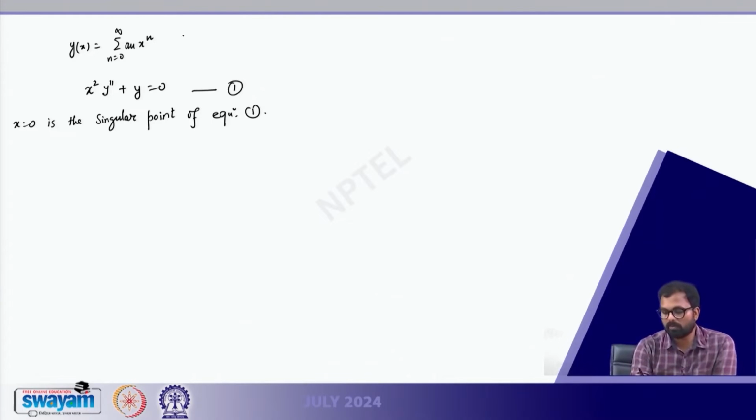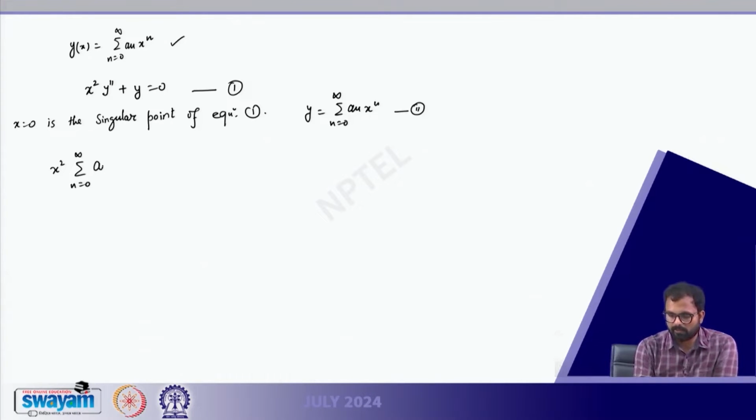Suppose you want to go with the traditional method, that is y equals summation n running from 0 to infinity a n x to the power n. We want to go via this method. So, we substitute y double dash, and we get x square summation n from 0 to infinity a n n into n minus 1 x to the power n minus 2 plus summation n from 0 to infinity a n x to the power n, equals 0.